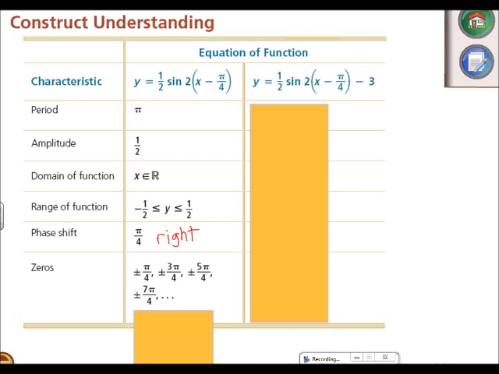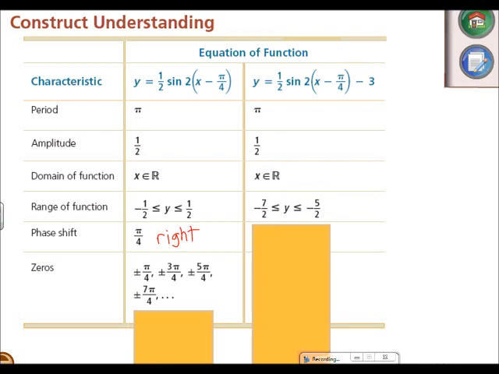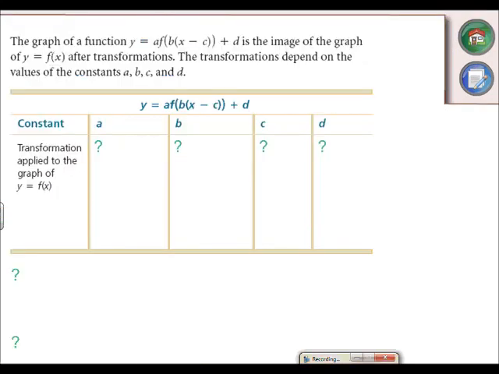And now after the vertical translation, still the same period, still the same amplitude, still the same domain. Range, though, is going to go up by 3. So we add 3 to both sides of that range. Your phase shift is still pi over 4 to the right. And there are no zeros because this now doesn't even touch the axes.